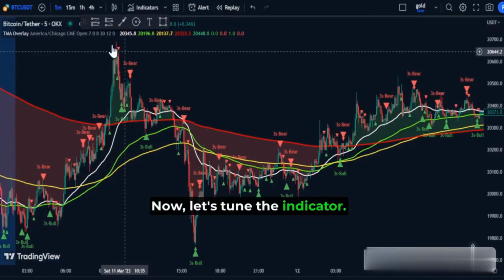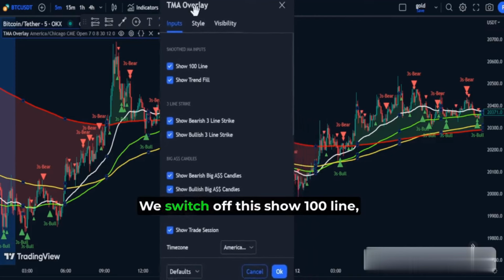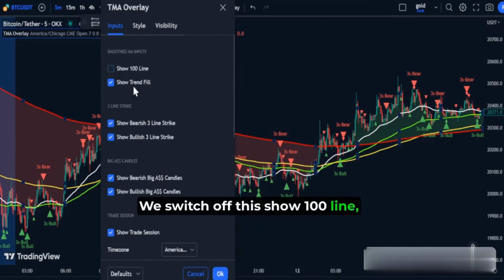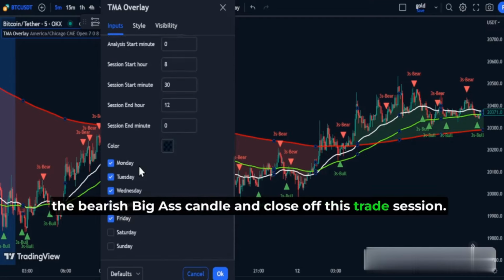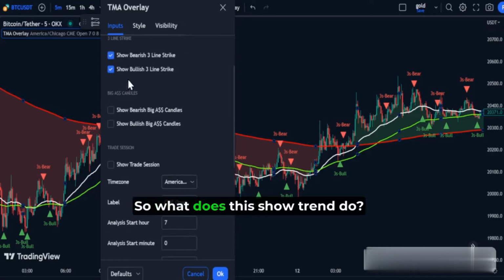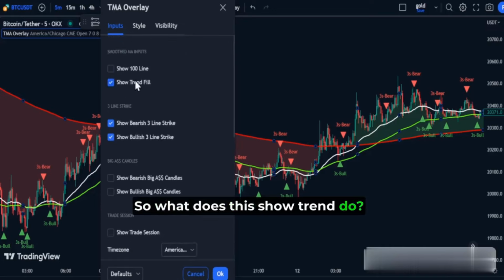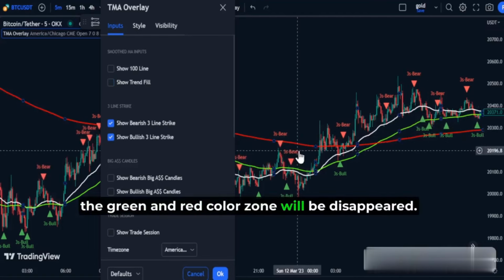Now, let's tune the indicator. Go to indicator settings, go to input tab. We switch off this show 100 line, the bearish big S candle, and close off this trade session and switch off all this. So what does this show trend do? If we close it off, the green and red color zone will disappear.